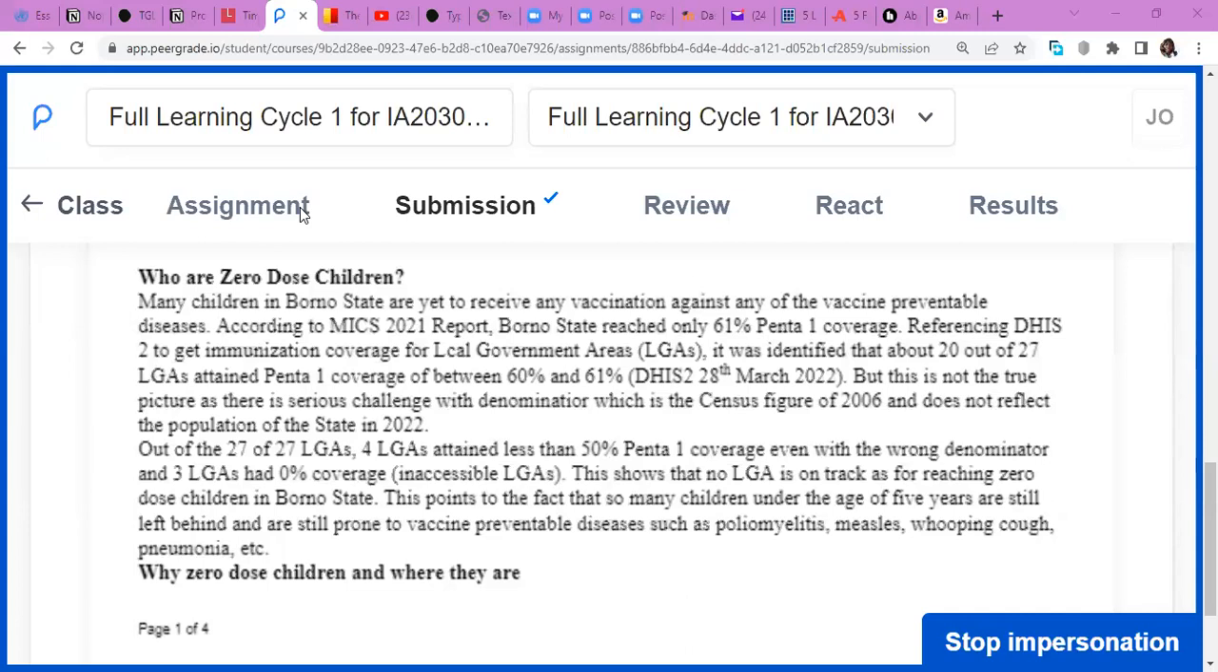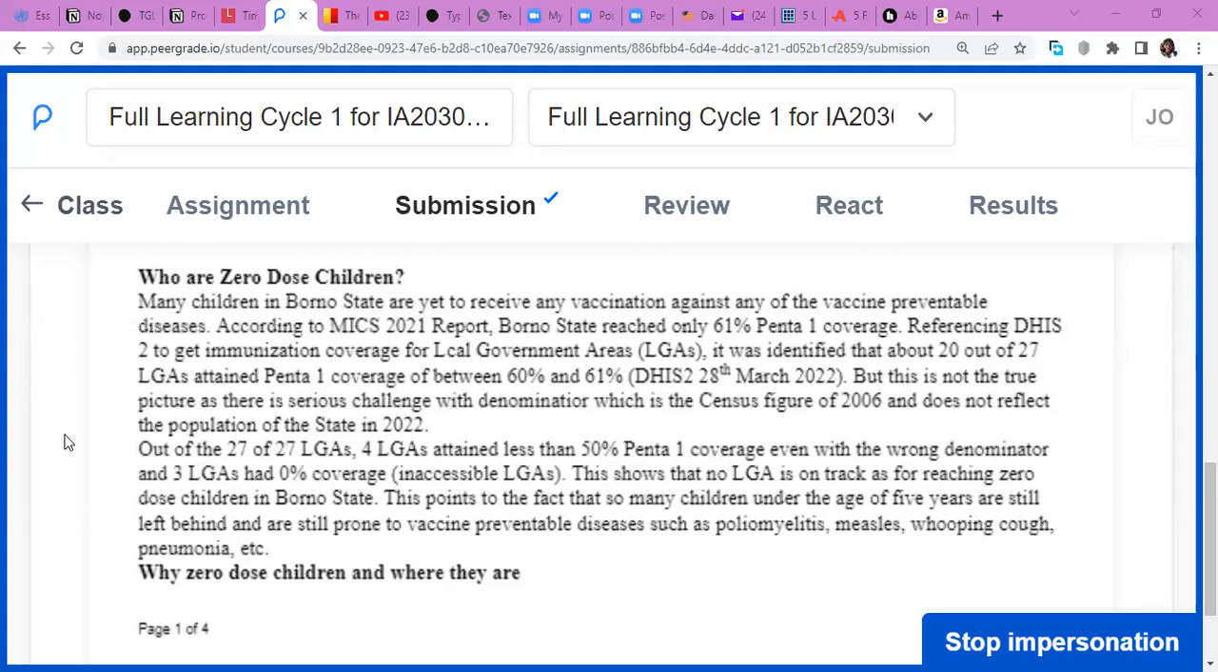Then referencing DHIS2 to get immunization coverage for the local government areas, it was identified that about 20 out of the 27 LGs attain Penta 1 coverage of between 60 and 61%. And this is at 28 March 2022. But this is not the true picture, as there is serious challenge with denominator, that is population figure, which is the census figure of 2006 and does not reflect the population of the state in 2022.